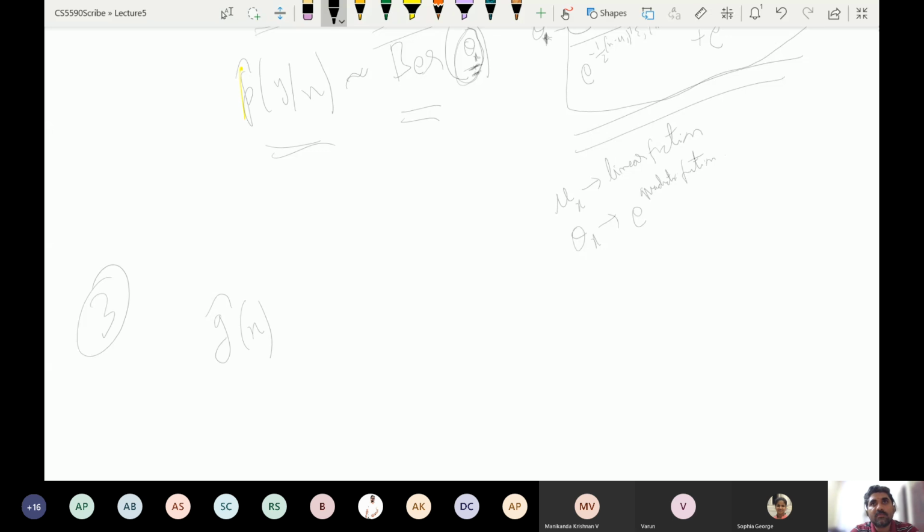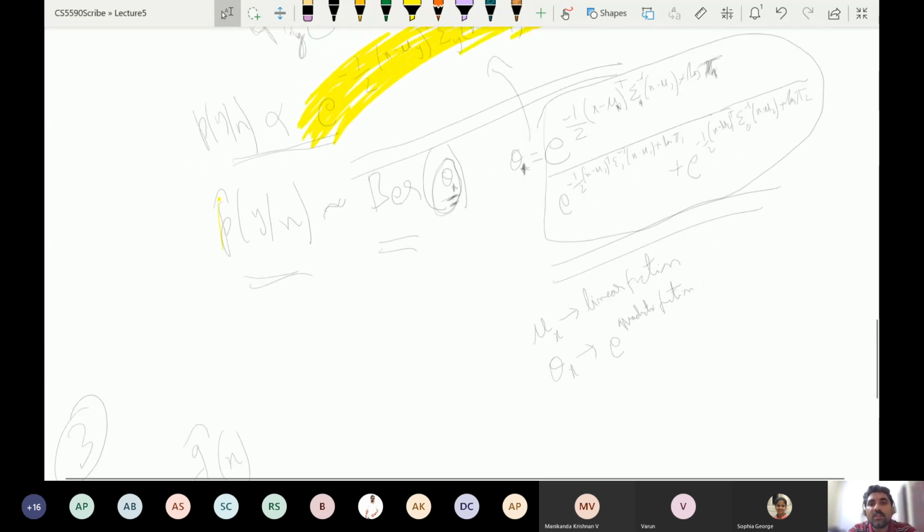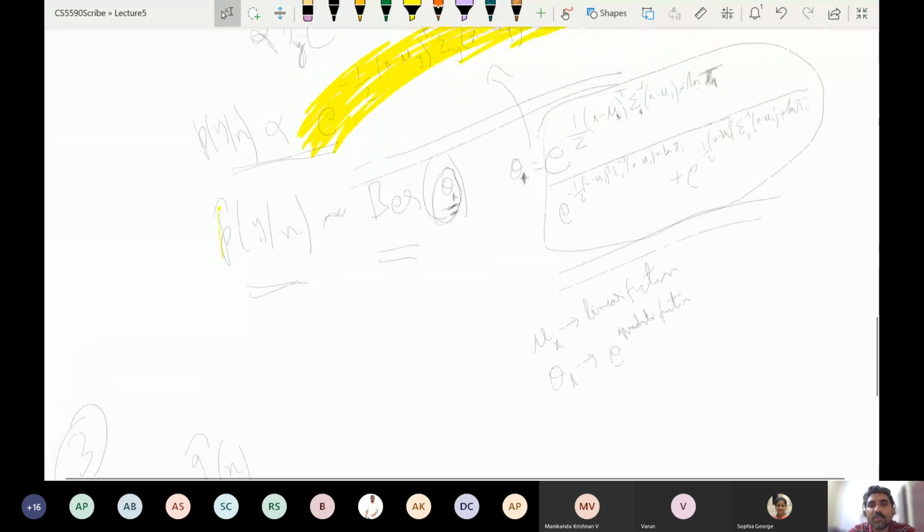For classification, what is it? Is it the mean of the posterior? Mode, right? It's the mode. Very good. So what is the mode? How do you compute the mode? It is the most frequent value, right?